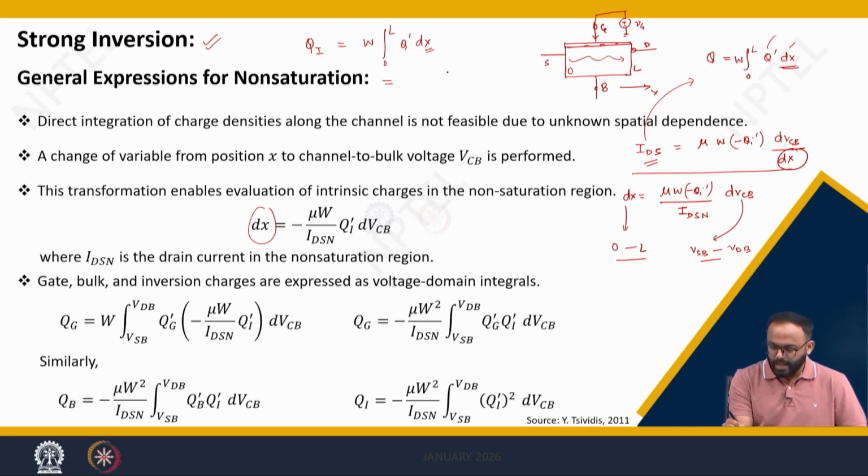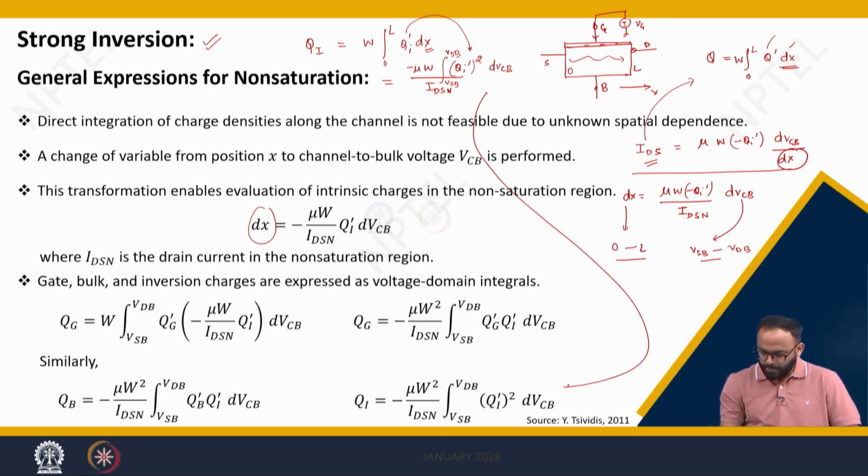So, I can rewrite this dx as mu into W with a negative sign into Qi dash divided by IDSN, and this Qi dash is also coming here. So, it will become Qi dash square dVCB. Now, the integration will be done between VSB to VDB. That is the expression written here. That is, Qi can be calculated as mu into W square divided by IDSN into the integration of inversion charge square between VSB to VDB with the variable VCB.